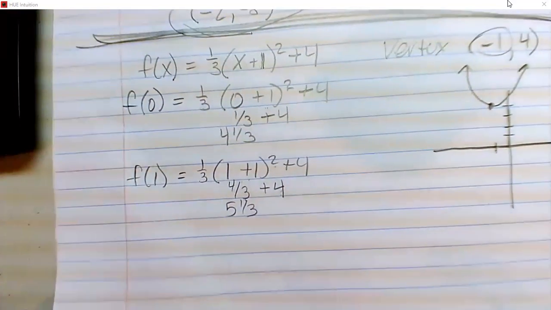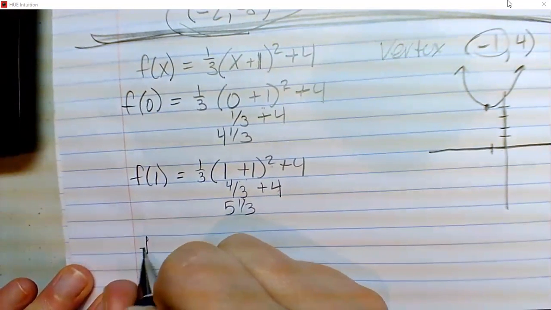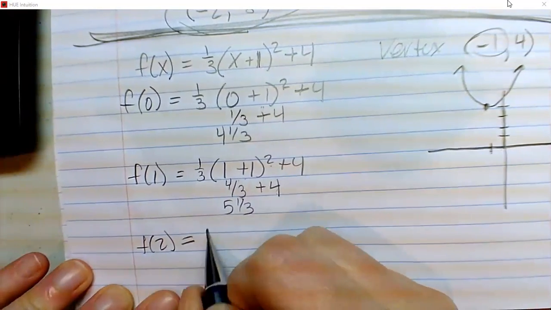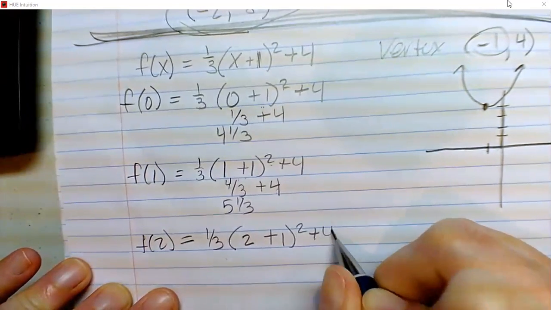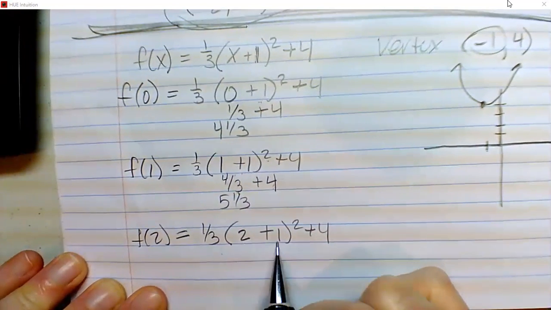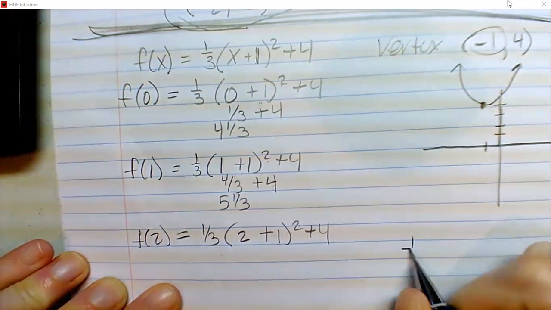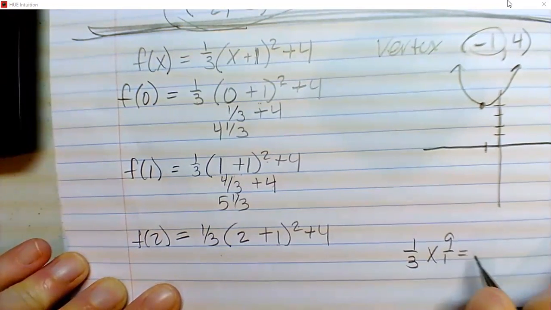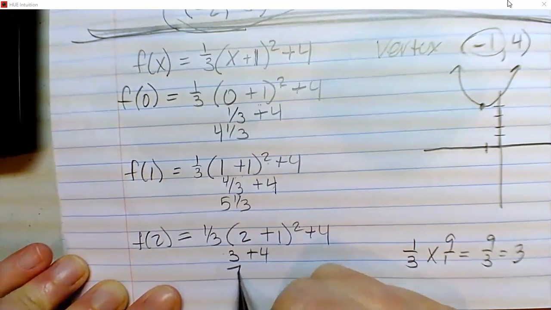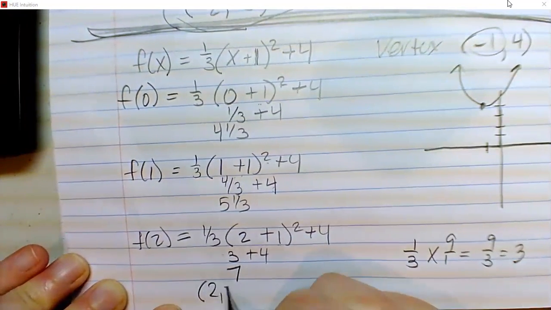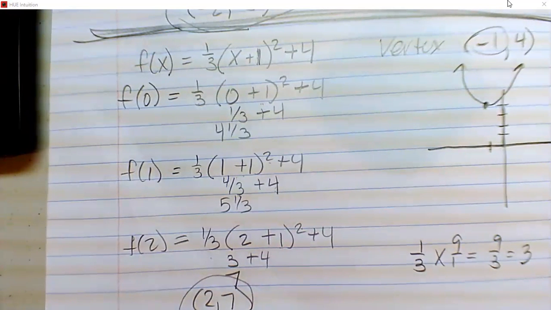Maybe we try 2. Let's give 2 a try. Let's see what happens if we do 2. So f of 2 is equal to 1/3 times (2 plus 1) squared and then plus 4. So 2 plus 1 is 3. 3 squared is 9. 9 times 1/3 is going to give you 9 over 3. So that's 3. And 3 plus 4 is 7. So you have the ordered pair (2, 7). So I'd give that a try right there. Okay.